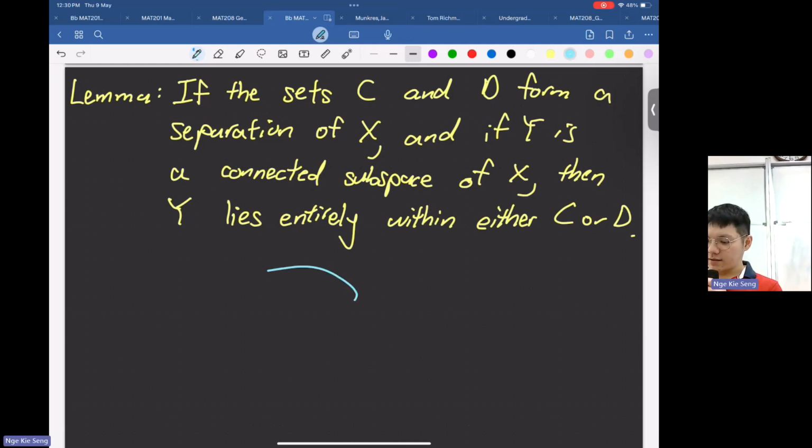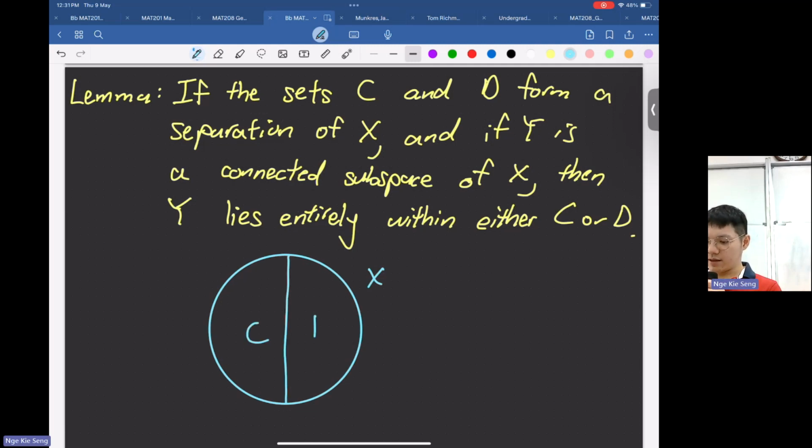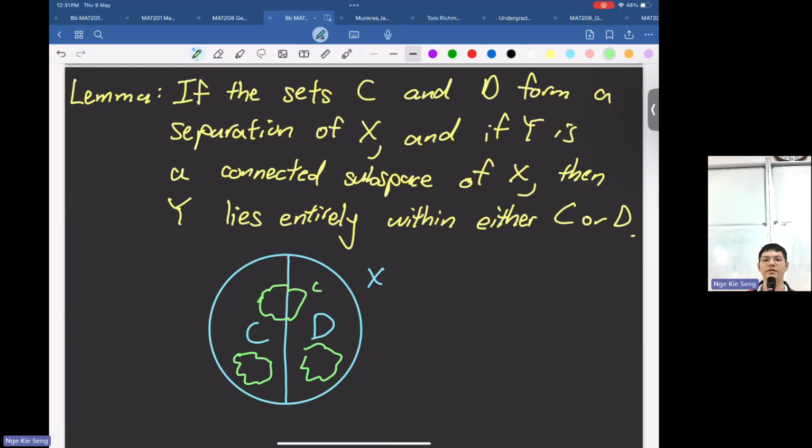You have a set X, and you have some separation C and D. Okay, if Y is a connected subspace, so that means you cannot split it, then this Y here should either lie in C or lie in D. Really lie within C or D. Does it make sense? First, make sense of this question and then try and prove it.